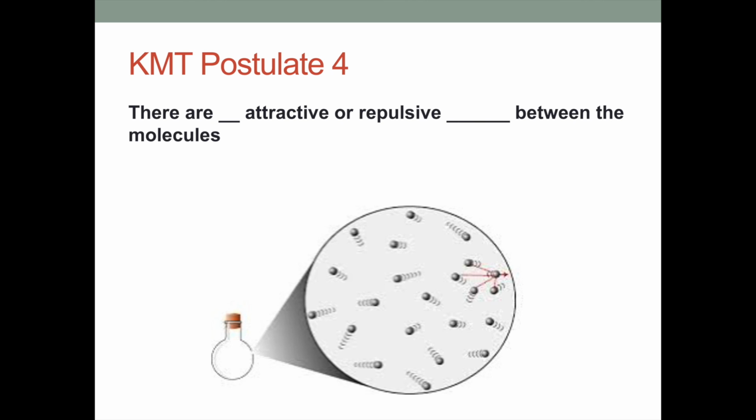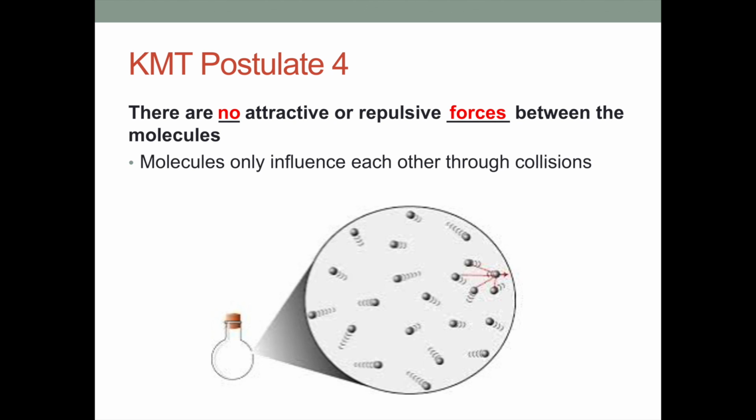Postulate 4 states that there are no attractive or repulsive forces, meaning intermolecular forces, between the molecules. This goes back to postulate 3, where we know that gas molecules travel in straight lines unless there is a collision. So the picture here shows how gases might pull on each other, causing molecules to change direction without direct contact. These pulling interactions don't occur in an ideal gas, and molecules only influence each other through collisions.